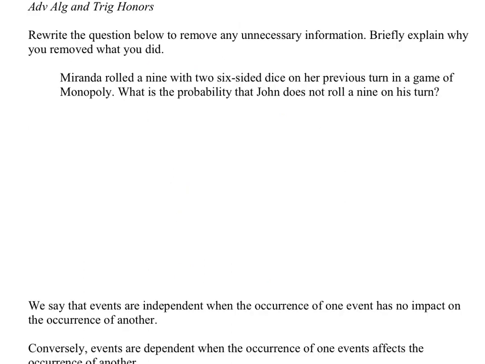Rewrite the question below to remove any unnecessary information. Briefly explain why you removed what you did. Miranda rolled a 9 with 2 6-sided dice on her previous turn in a game of Monopoly. What is the probability that John does not roll a 9 on his turn? John not rolling a 9 is a separate event from what Miranda rolled. So it doesn't really matter that Miranda rolled a 9 on her turn because her turn is independent of John's turn. These are independent events.